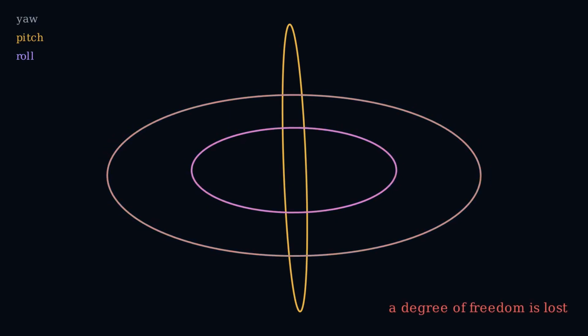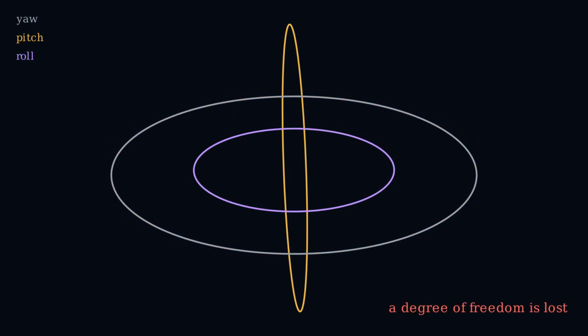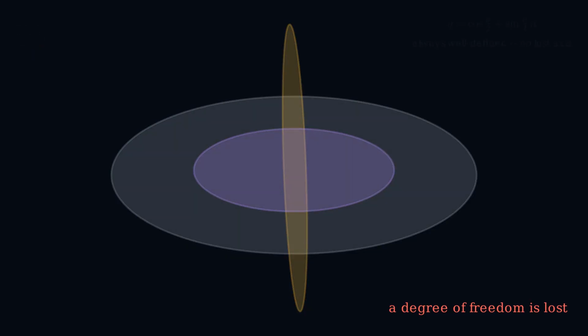At 90 degrees, the roll axis swings all the way around to line up with the yaw axis. Rolling and yawing now do the exact same thing. One rotational freedom has vanished. This is gimbal lock. Quaternions don't have this problem. There's no orientation where they lose a degree of freedom.